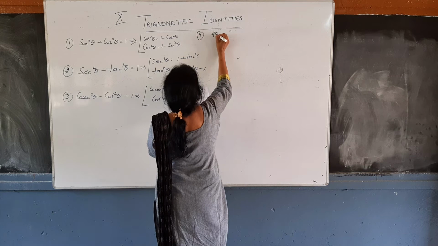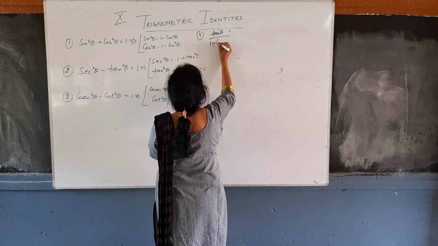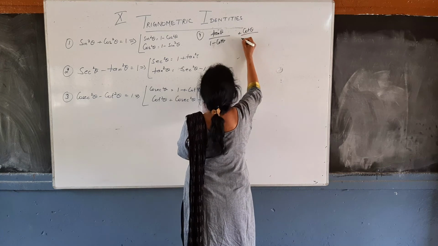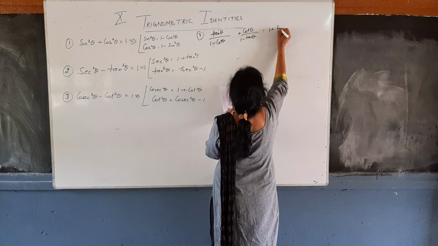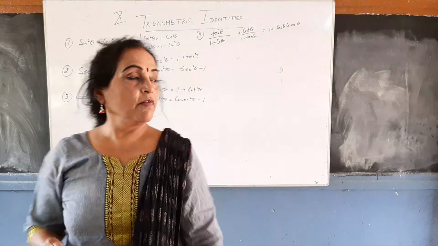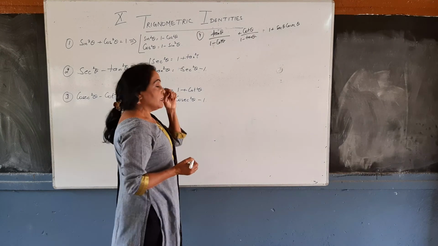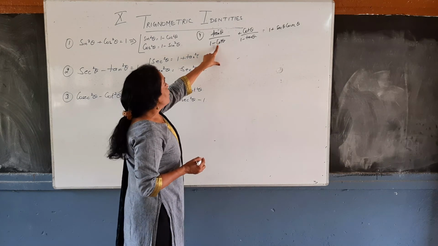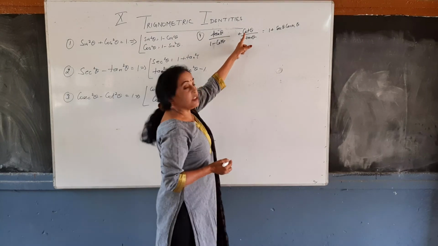That is tan theta upon 1 minus cot theta plus cot theta upon 1 minus tan theta, it is equal to 1 plus sec theta into cosec theta. So here change the cot in terms of tan theta, that is cot theta is also equal to 1 upon tan theta, and here cot will change into tan.